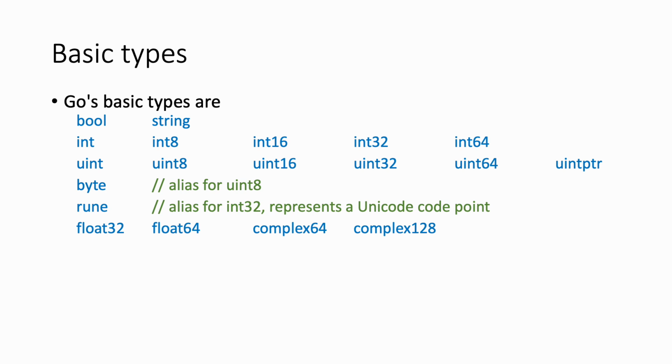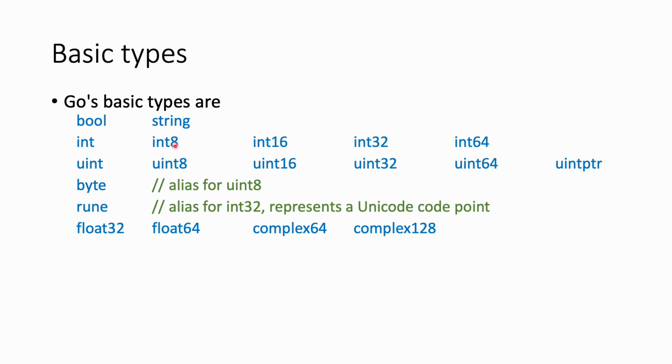So let's start with the basic types in Go. Here is the list of all basic types in Go. The first one is bool, which is for a boolean value, and string is also a basic type in Go. Go has 5 different basic types for integers. So except for int, the 4 other integer types are fixed length.